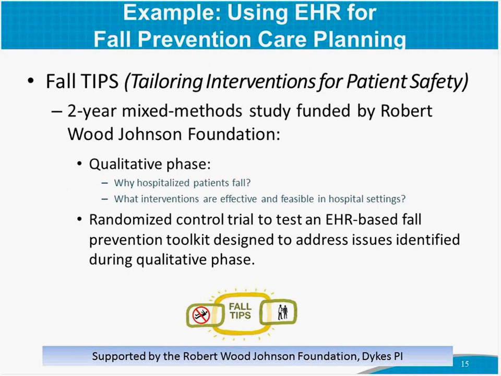So we wanted to go back to nurses, to patients who had fallen in the hospital, and to other professional and paraprofessional providers to ask for their perceptions: despite all the work that we've done in fall prevention, why do hospitalized patients still fall? And then, based on their experience, what interventions do they think are not only effective but feasible in acute care hospital settings? From the results of that work, we built a fall prevention toolkit that we called Fall TIPS, and then we conducted a cluster randomized controlled trial to test this EHR-based fall prevention toolkit to address issues that were identified during the qualitative phase and ultimately to prevent falls.